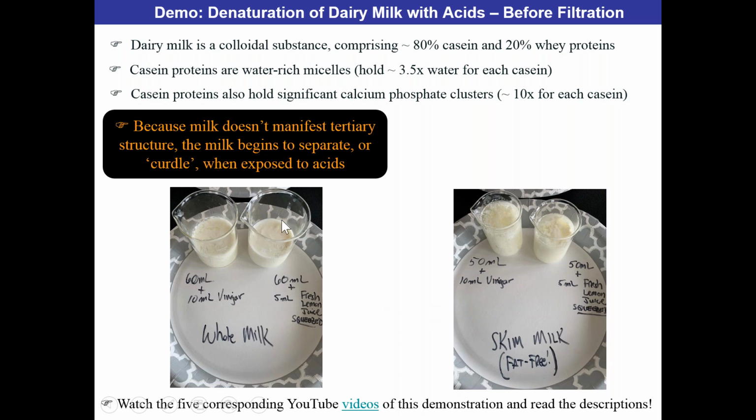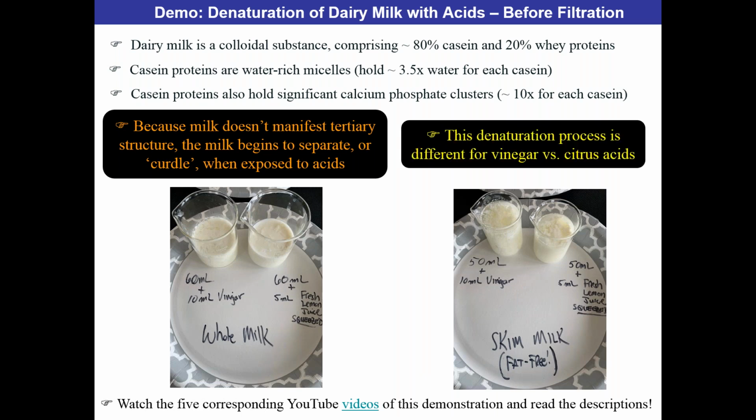And you will notice that the curdling is going to be especially pronounced for the fat-based milk, okay, higher fat content. Although you can probably see it better in the skim milk just because there's less fat there, so it's more easily seen, the ability of the acids to actually separate out the casein from the whey. Now, interestingly, the denaturation process is different for vinegar than for citrus acid.